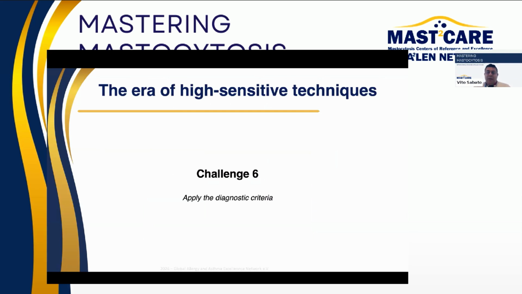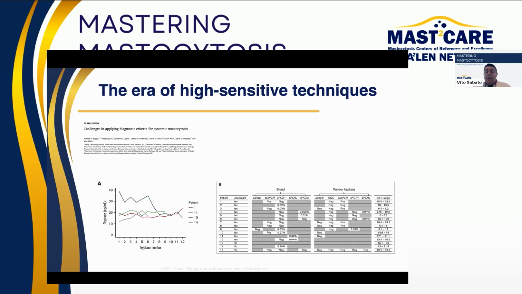You have heard by Polina, we have major and minor criteria. The major criteria are the compact infiltrates; the minor criteria are the spindle shape mast cells, the tryptase above 20, the KIT mutation, and immunological abnormalities. But we are now in an era in which we have much more sensitive techniques than were available at the moment that the criteria were developed.